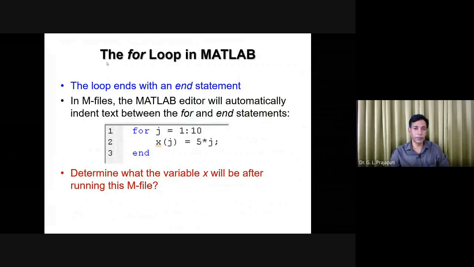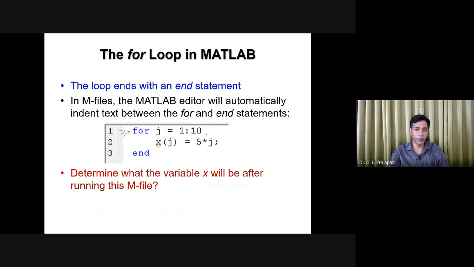Now you can see the example. This is a simple example. You can type it in the command prompt also. In the command prompt you can say for j is equal to 1:10, then you can enter this statement, then press end. So you will get the answer. J will go through 1, 2, 3, 4, 5, 6, 7, like this, up to 10. At the end, if you print x, then you will have the vector.